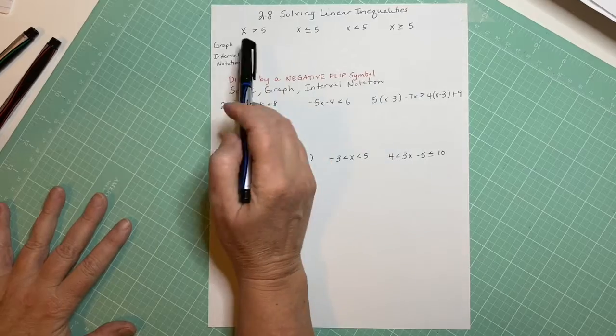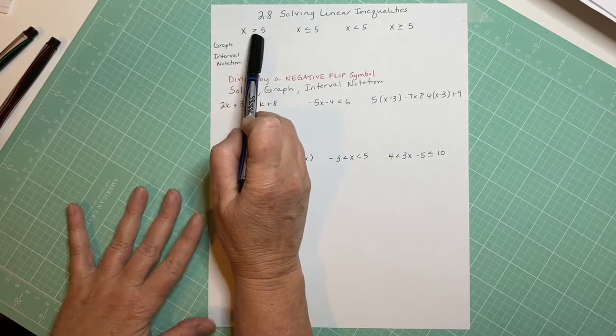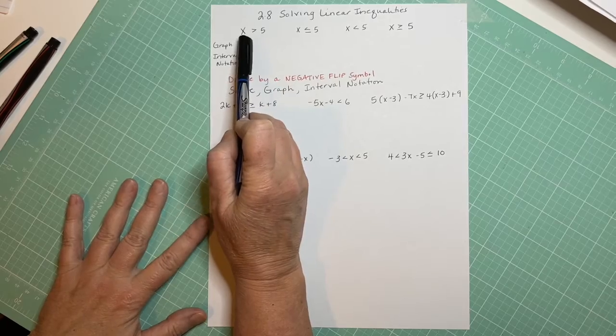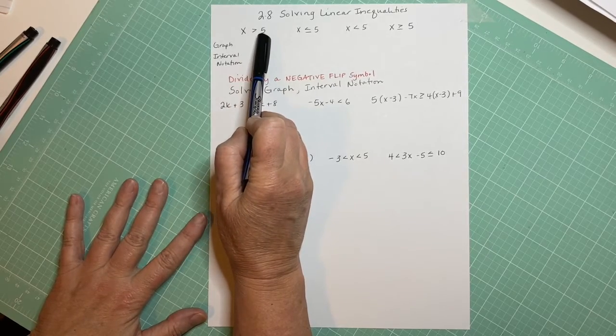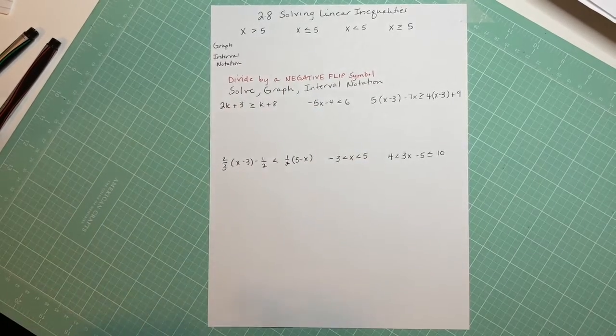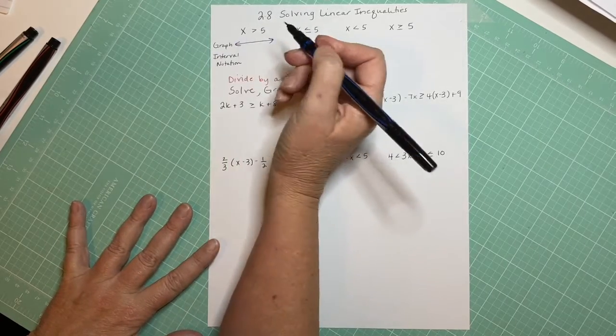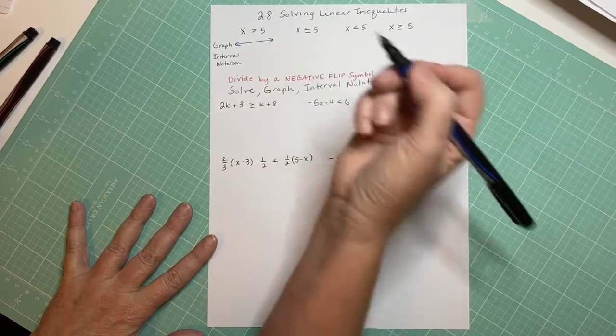This first one is actually read as, instead of x equals 5, like we've been coming up with answers like that in the past, we've got x is greater than 5. To graph that, you're going to draw a number line and you're going to mark your 5.